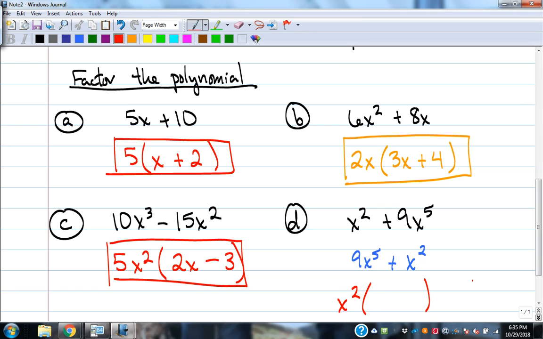What's that leave in the parentheses? 9x cubed, plus 1. Because what times x squared gets me x squared back? 1. There's the factoring with the GCF for that problem. All right, let's get another one.